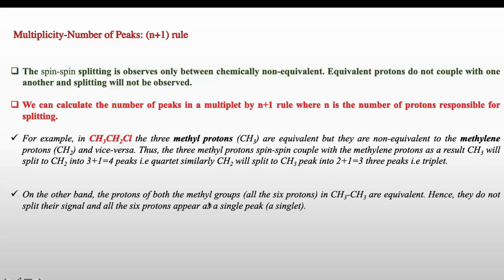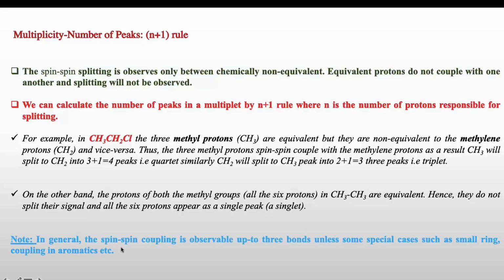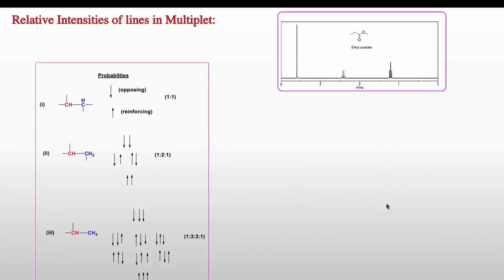On the other hand, the protons of both the methyl groups, all the 6 protons in the two CH3 groups, are equivalent, and they do not split the signals, and all the 6 protons appear as a single peak. So first we have to find the chemically equivalent and chemically non-equivalent protons. Only chemically non-equivalent protons split the peaks of each other. In general, the spin-spin coupling is observable up to 3 bonds, unless there are some special cases such as small ring coupling in aromatics, etc. So we will mainly discuss the coupling up to 3 bonds only.